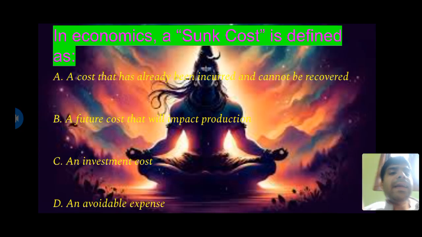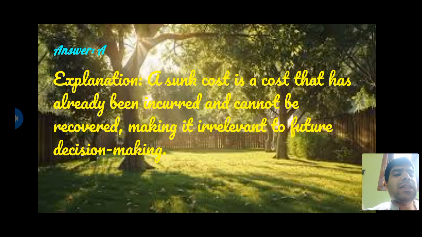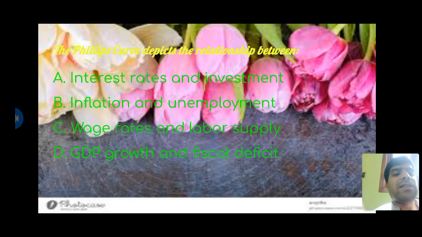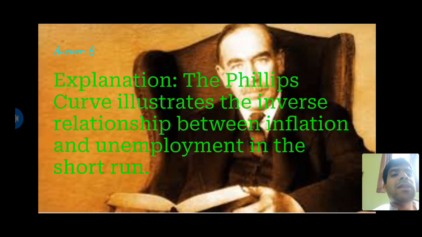Next question is, the Phillips curve depicts the relationship between, and the options are, interest rates and investment, option B, inflation and unemployment, option C, wage rates and labor supply, option D, GDP growth and fiscal deficit. And the correct answer is option B. The Phillips curve illustrates the inverse relationship between inflation and unemployment in the short run.